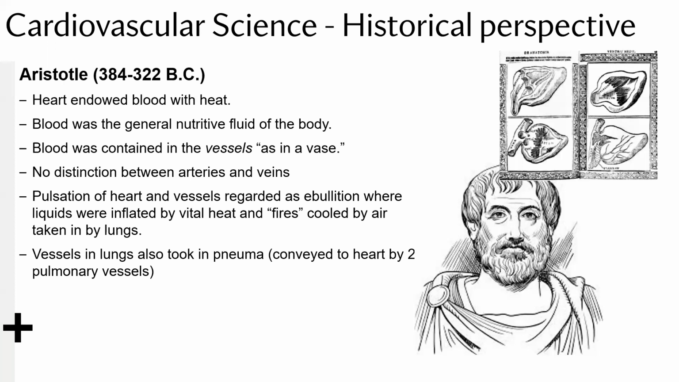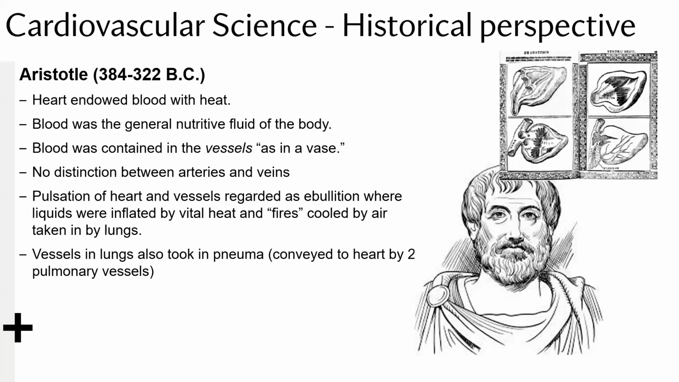And there wasn't a clear distinction between arteries and veins, of course, and the pulsing behavior of the heart that they could observe back then was considered to be fire sparks that were generating lots of heat and then cooled by the air that was taken in by the lungs. And the lungs were basically also full of these vessels that would take in the pneuma when you breathe, bringing the air and actually oxygenate. Well, back then they didn't have an idea of oxygenation, but in general that was the idea.